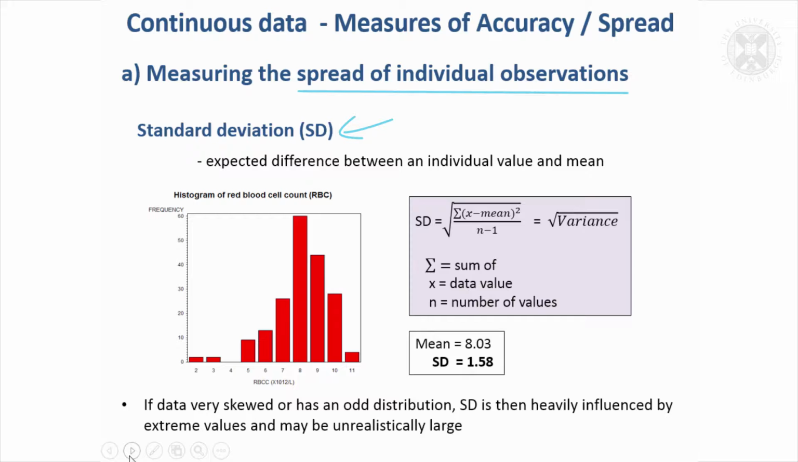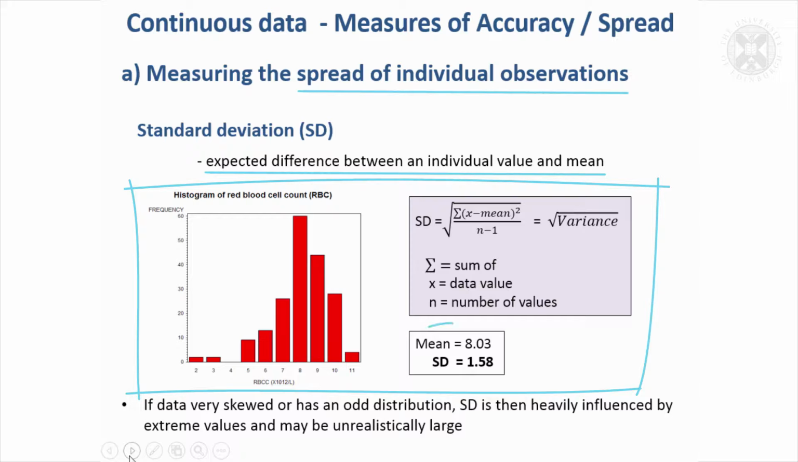So the standard deviation can be thought of as the expected difference between an individual value and the mean. So for this red blood cell data, the mean was 8.03, but of course the individual values usually differ from that, and the standard deviation is a measure of how different.